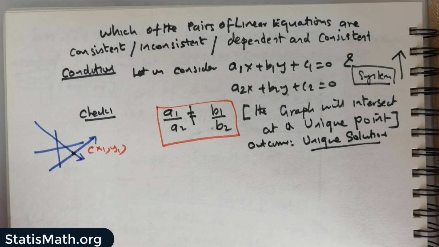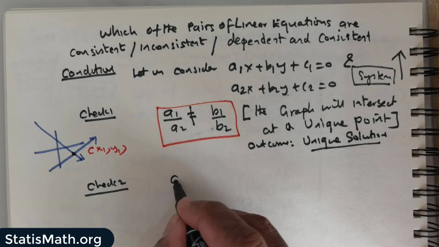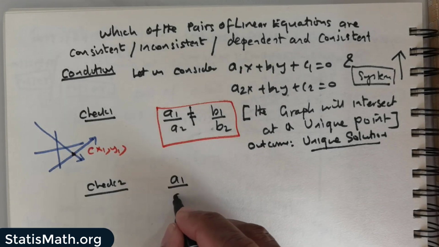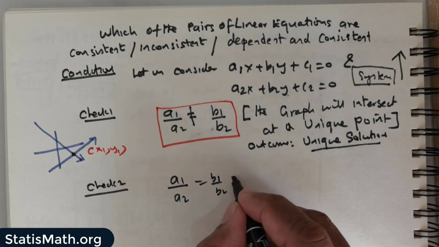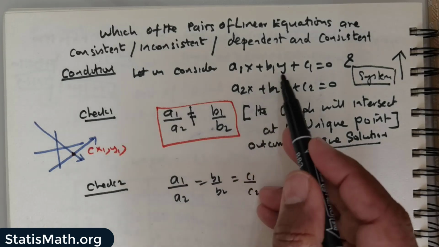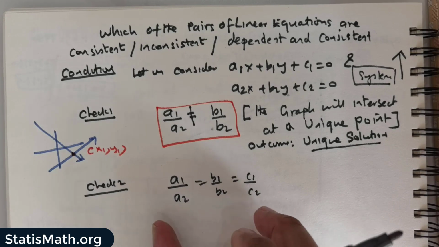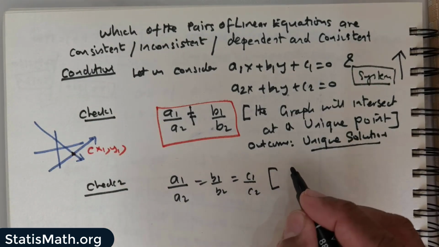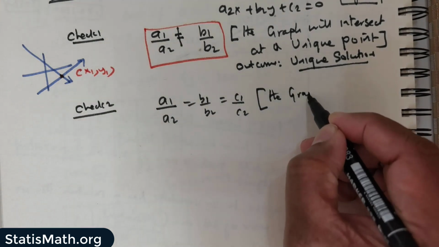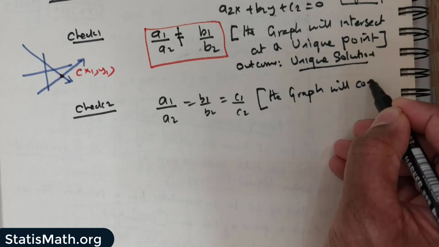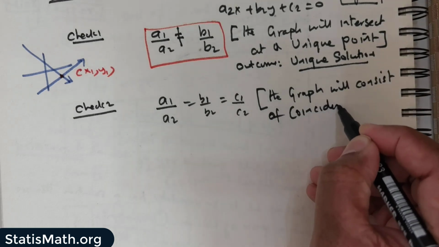Now let us go to check 2. On the other hand, if a1 divided by a2 is equal to b1 divided by b2, which is equal to c1 divided by c2, and c1 divided by c2 is constant, if this is the situation you are getting, then the graph will consist of coincident lines.